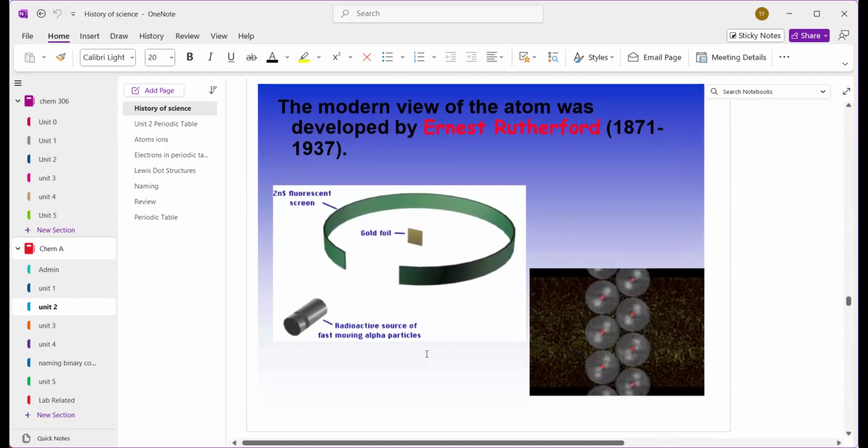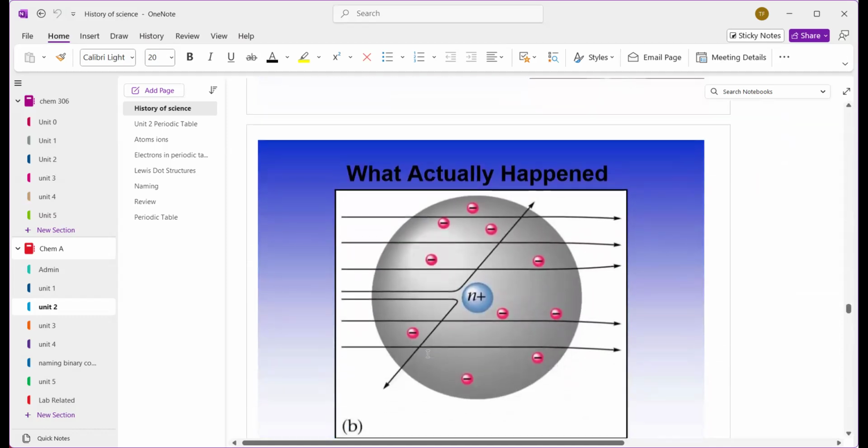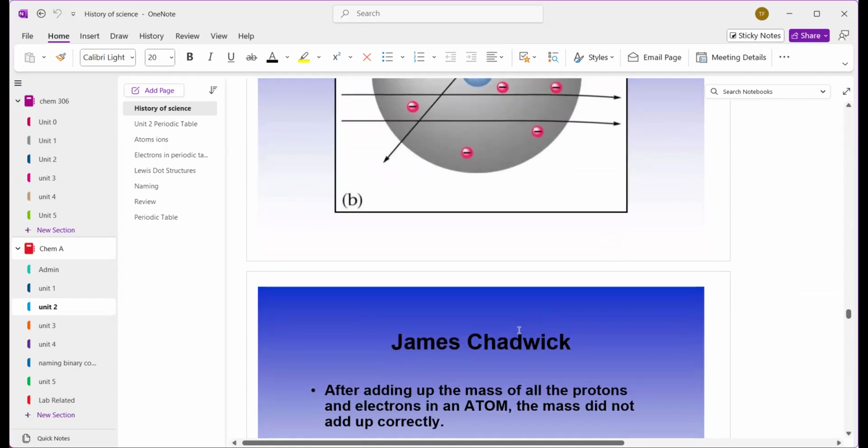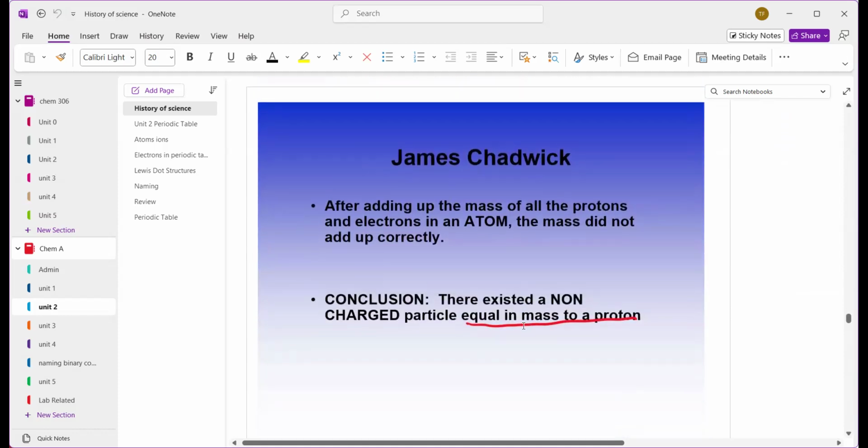So this is another example of what it looked like. So what he did is he shot that gold atom and everything went through except a couple times it bounced. So with Thomson's model, everything should have bounced.